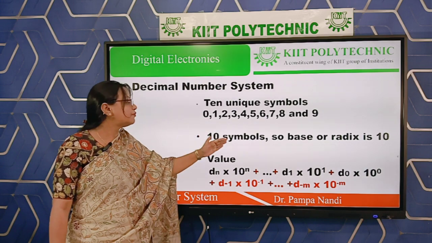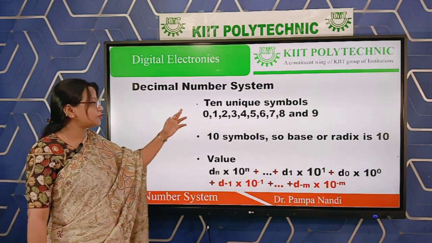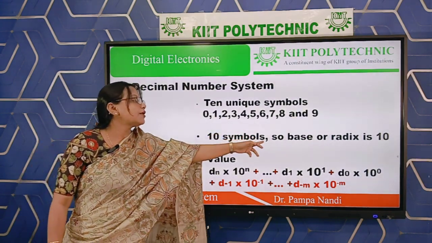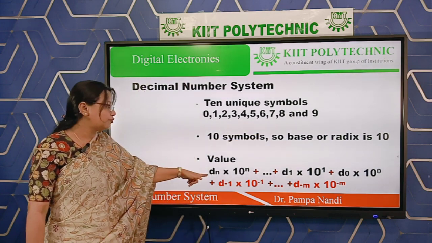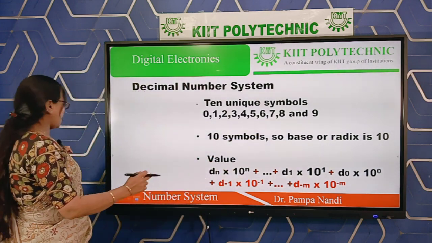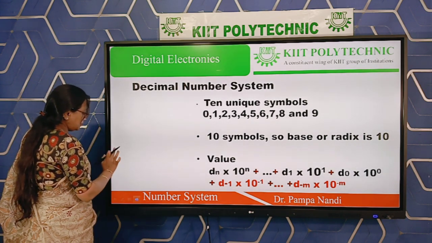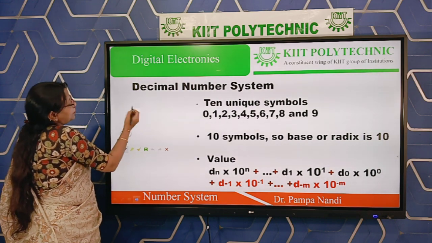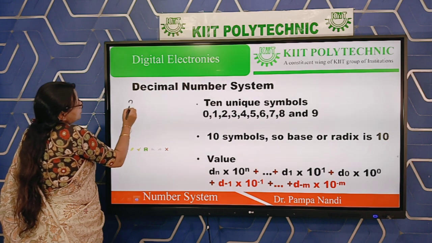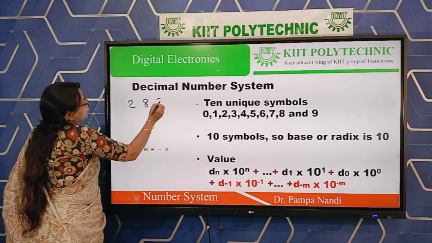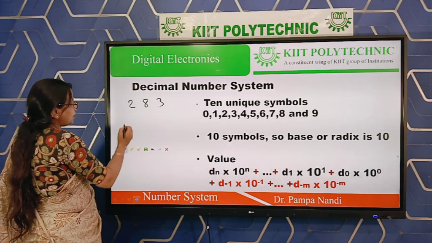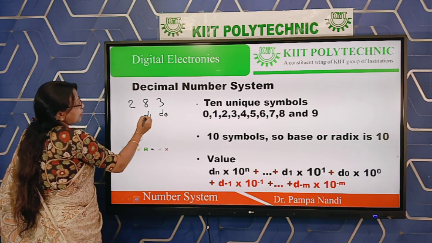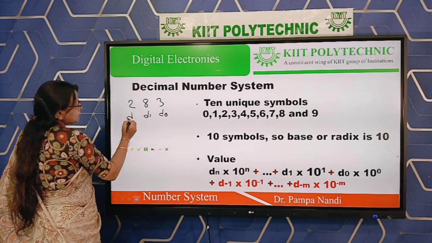That which you have studied from your childhood, the decimal system, has 10 symbols: 0, 1, 2, 3, 4, 5, 6, 7, 8, 9. That's why the base or radix is 10. Now, how is the value calculated? Suppose I give an example. Suppose I write any number here, 283. Now how is the number forming? This is D0, this is D1, digit 1, digit 0, digit 2.